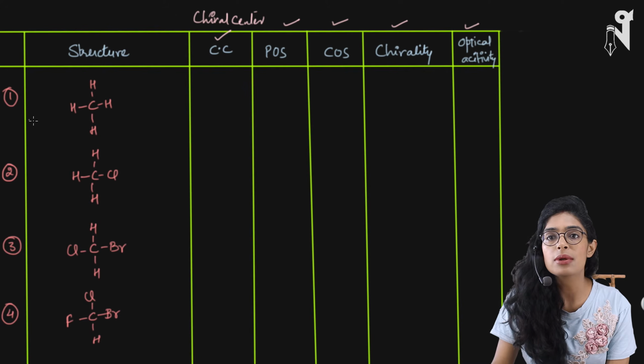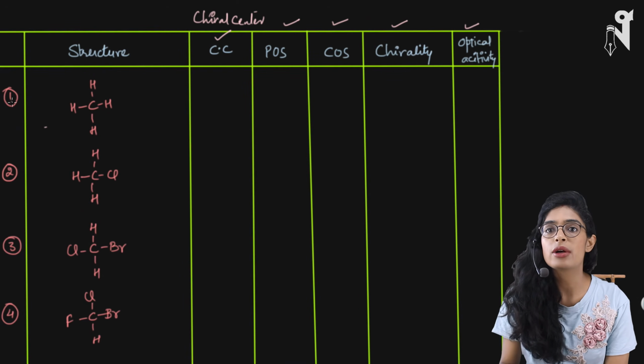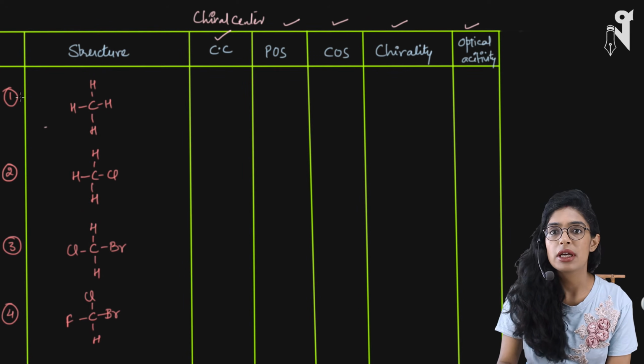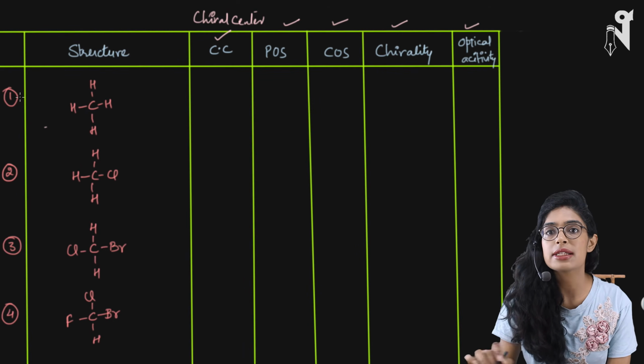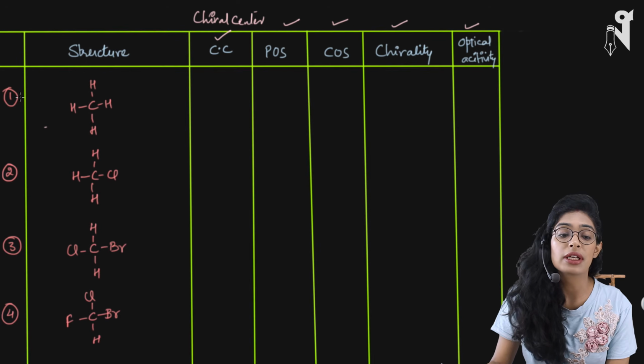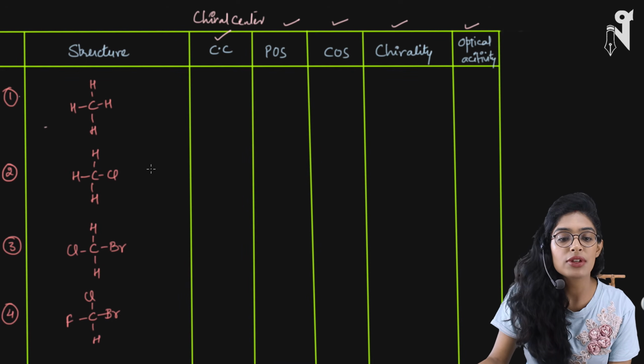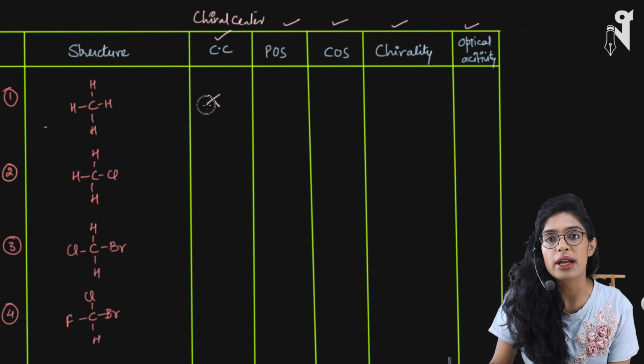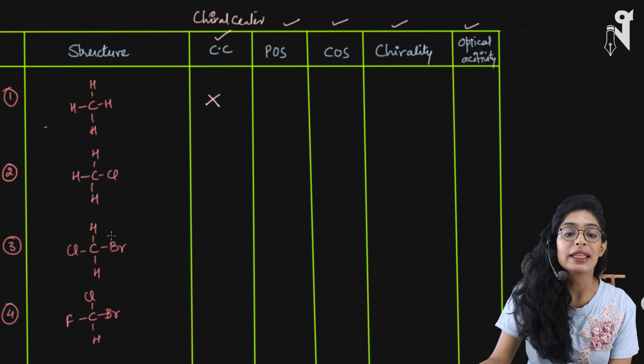The first structure is one single carbon with 4 hydrogens. That means all the 4 groups are same. So this definitely does not have a chiral center. What is the meaning of chiral center? That we must have 4 different groups attached to it. So the first thing which is very clear is that there is no chiral center present over here. Then comes the POS.